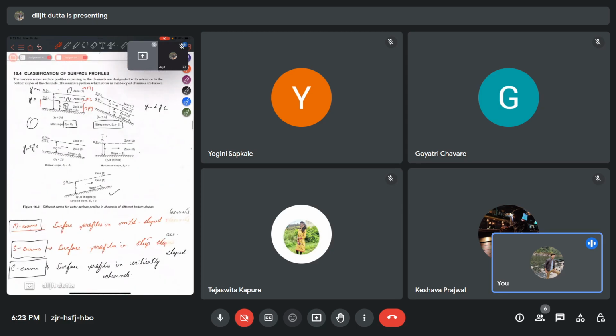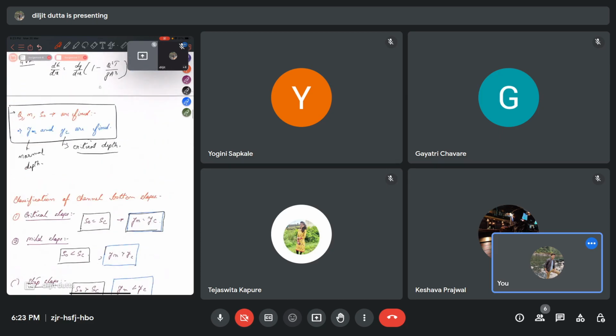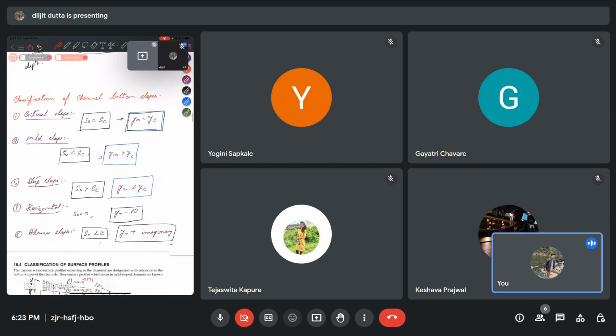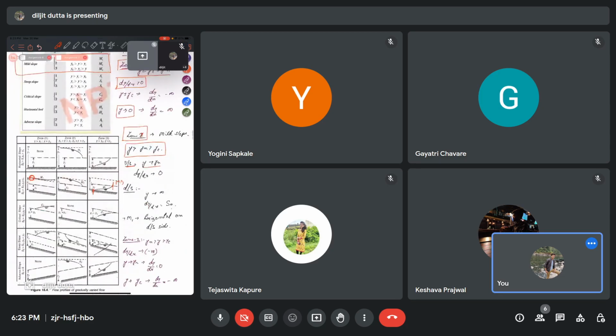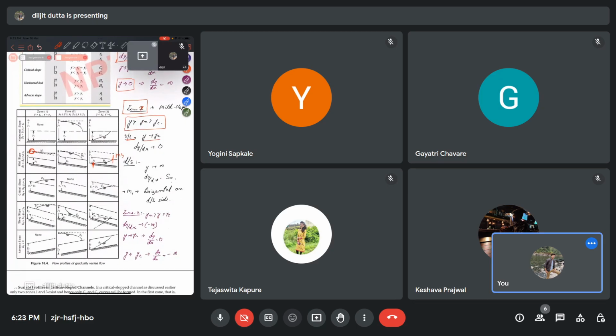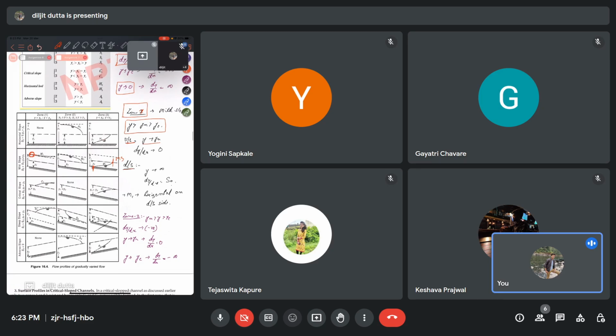So when y is greater than yn, what will happen? Again, when y is greater than yn, this part will be less than 1, and this part will also be less than 1. So this is greater than 0, this is also greater than 0, so this whole part will be greater than 0. So dy by dx will be positive.